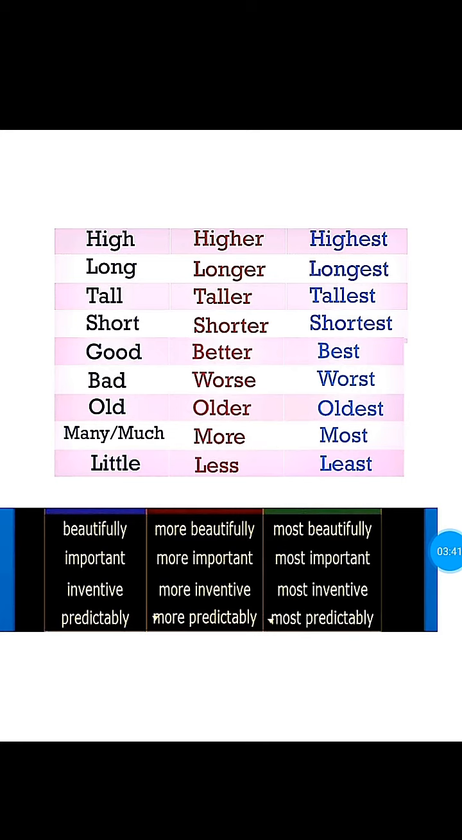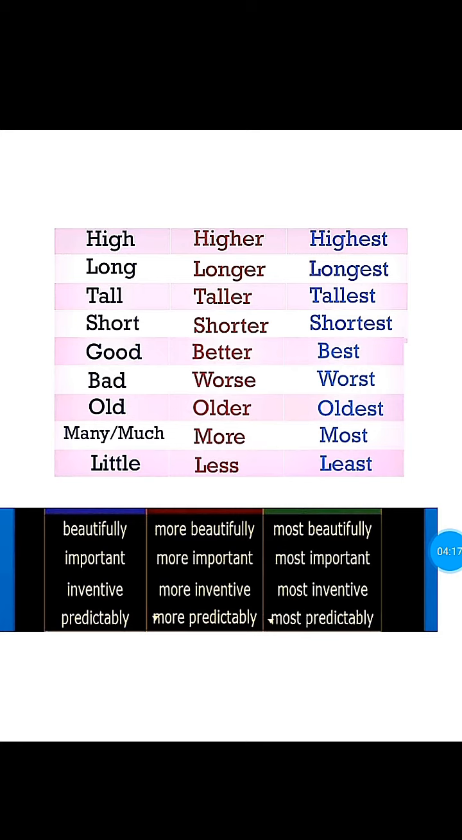Old, older, oldest. Many or much, more, most. Little, less, least. We have to keep these things in our mind. Next, for some adjectives, those adjectives do not end with er or est, like beautifully, more beautifully, most beautifully. Before the adjectives, we have to add more or most. In comparative degree, we have to add more. In superlative degree, we have to add most.